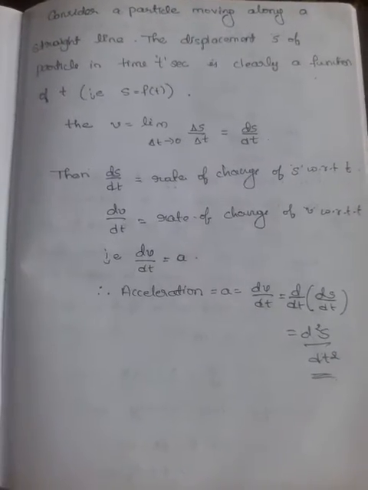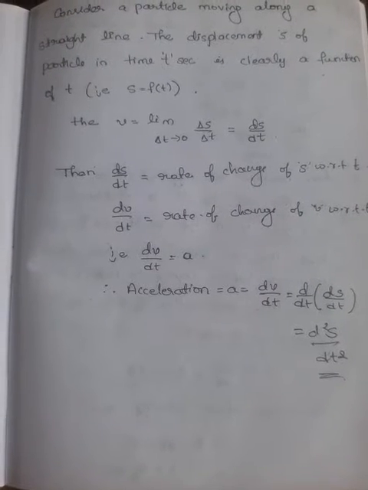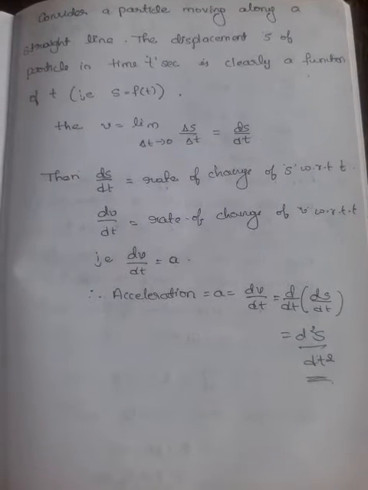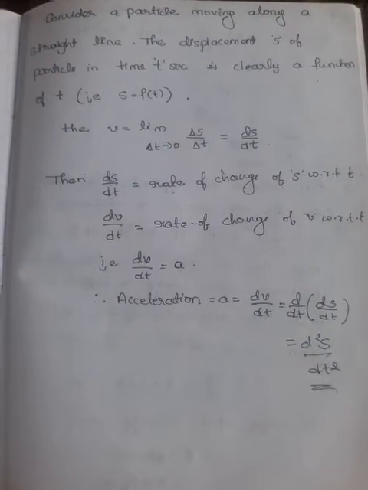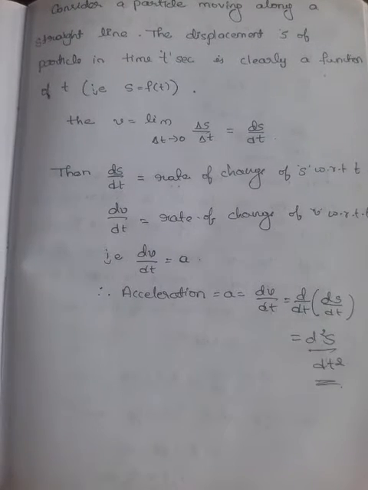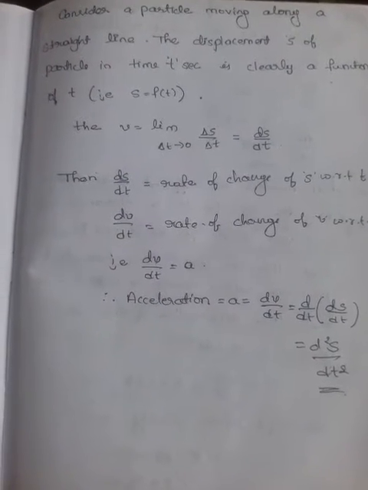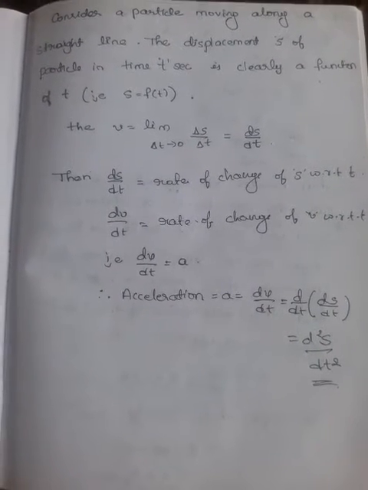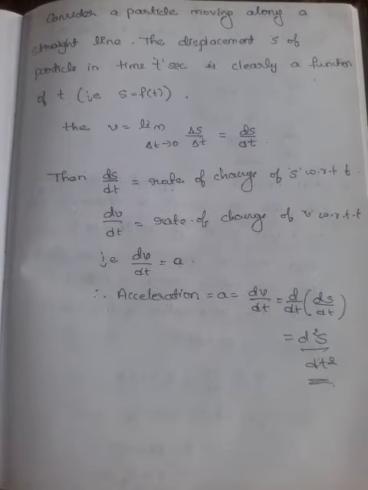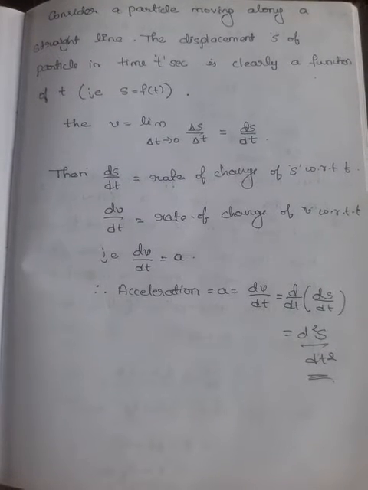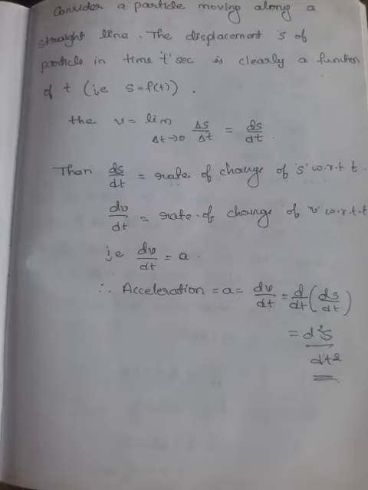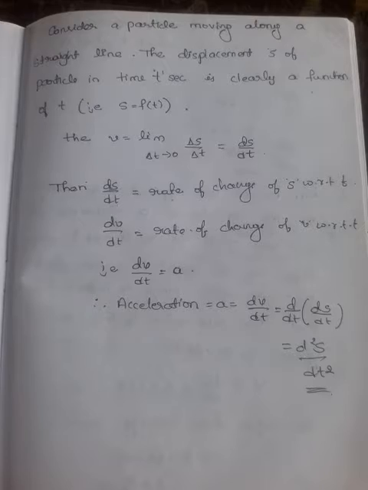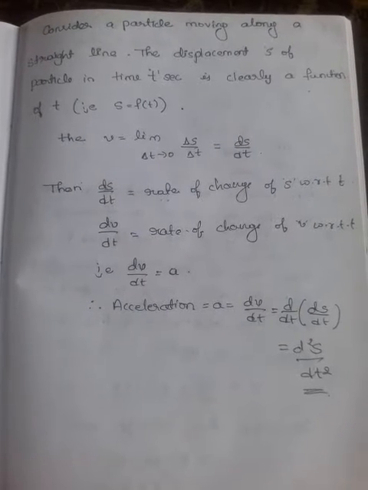Now let us see the concept of dy by dx. Dy by dx means the rate of change of y with respect to x. For that, consider a particle moving along a straight line. Such a motion is called a rectilinear motion. At any time t, let s be the directed distance of the particle from a fixed point, the distance travelled by the particle at time t. If f of t is a function determining the distance, then s is equal to f of t.